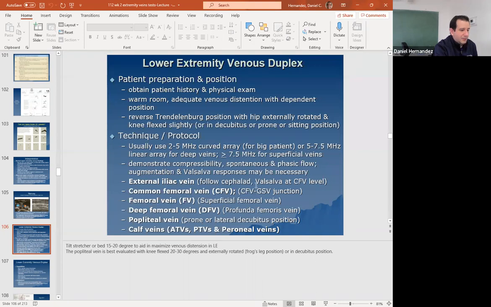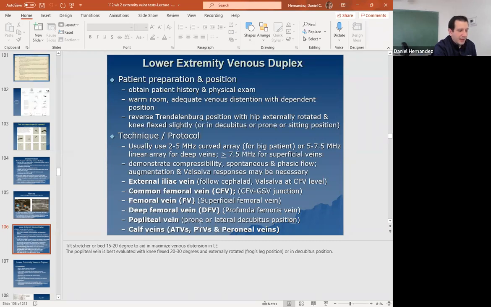So we're going to image common femoral, we're going to image that saphenofemoral junction. We're going to image femoral vein, so also called the superficial femoral vein in its entirety, making sure we're compressing from proximal all the way down to distal. We'll image the proximal segment of that deep femoral vein. We'll image popliteal. So in this case, you may have the patient turn prone or in a lateral decubitus to get posterior to the knee.